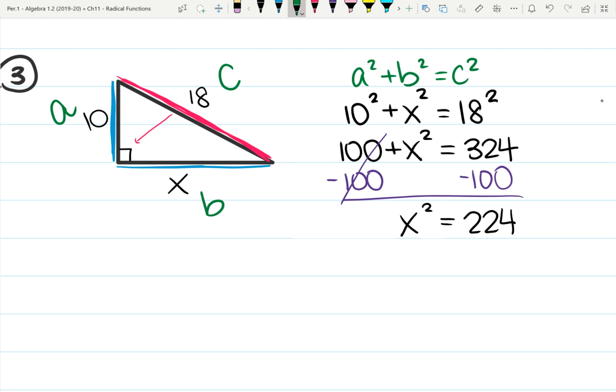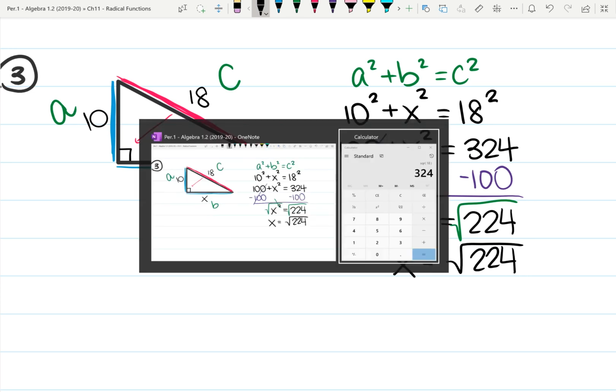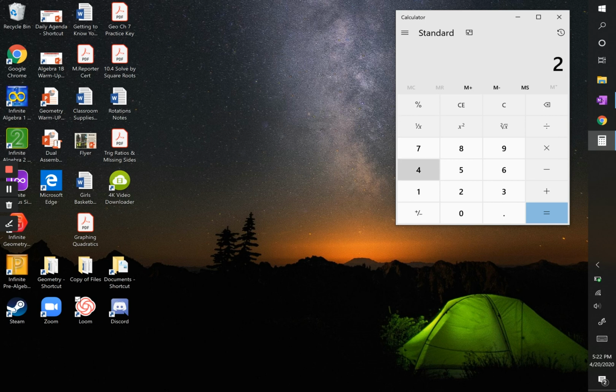And how do I get rid of an exponent 2? A square? We square root. Square and square root cancel out, right? So these two things cancel. I'm left with x is equal to the square root of 224. You know what? I wonder if that's a perfect square. Let's go to the calculator and see. 224. I'm just curious. So if I type in 224 and I square root it, ooh, the square root of 224 is not a nice whole number. Okay, so it's not a perfect square.